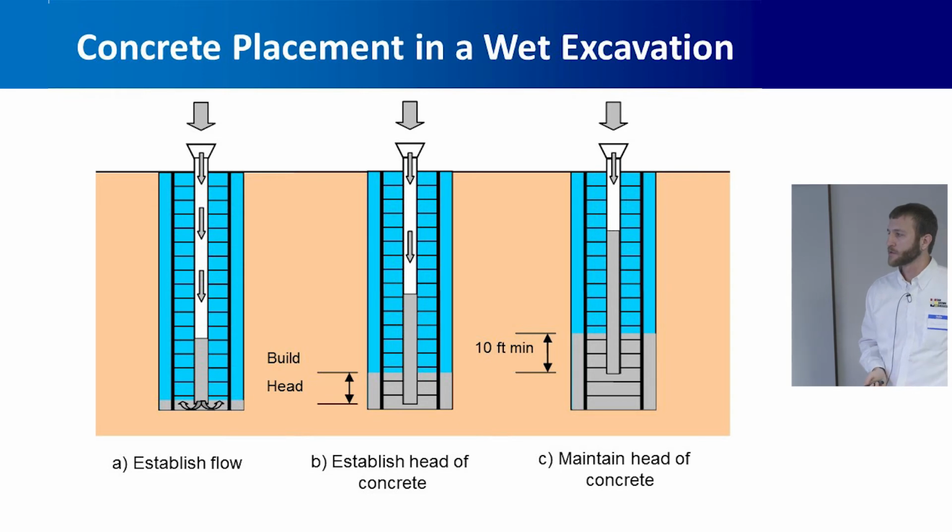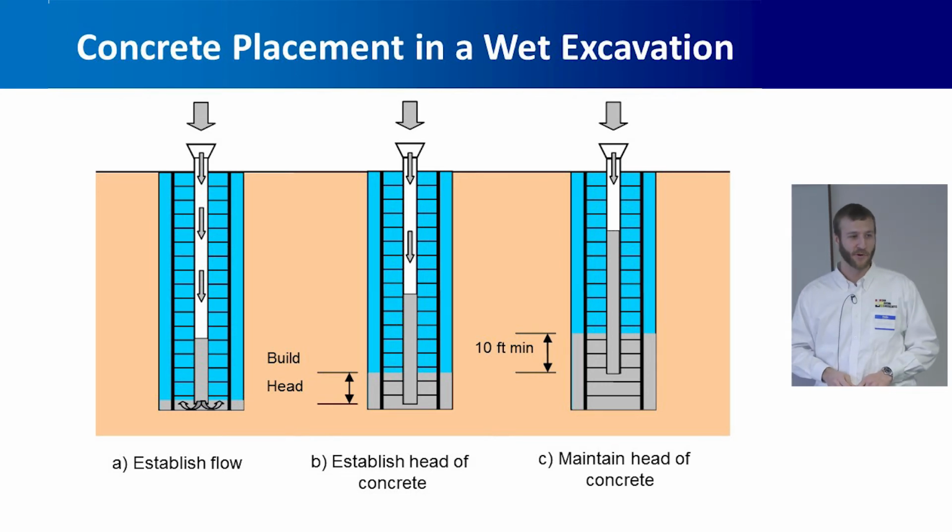So we establish flow. We want to build a head, and we want to keep our trimmie embedded a minimum of 10 feet. Never, ever pull the trimmie out. That is just asking for trouble. And we'll talk about that in more detail in a little while.